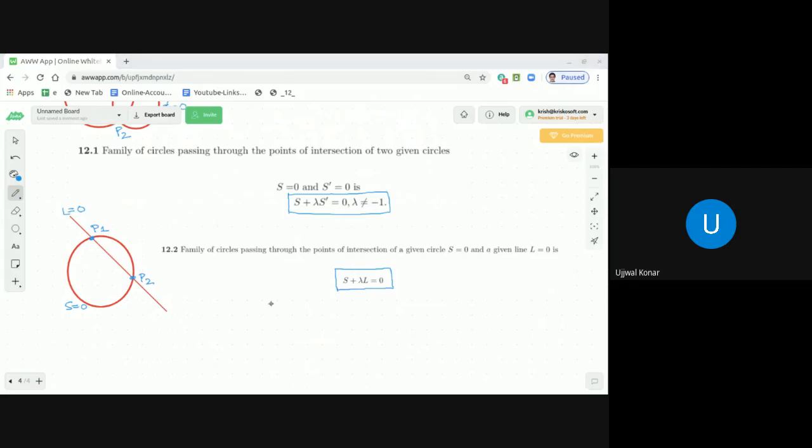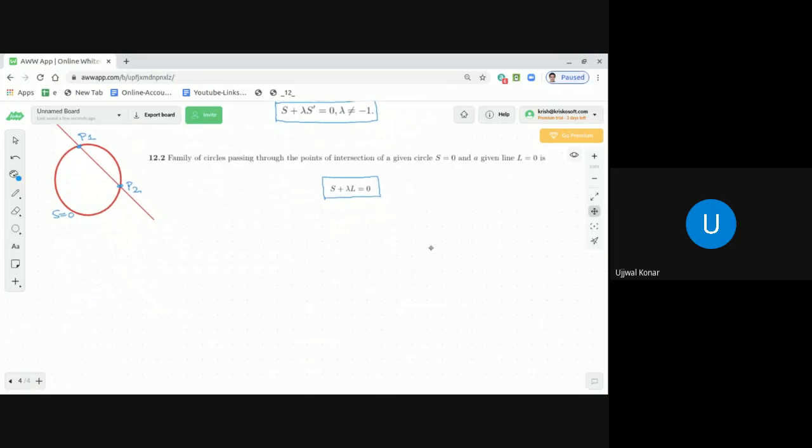Now the third point we are going to discuss, dear students, is the family of circles touching a given circle at a point, where a given line L equal to 0 touches it, which again is S plus lambda L equal to 0. That means the line is not intersecting but touching. If I give a visual representation, it is something like this: we have a circle, and we have a straight line.